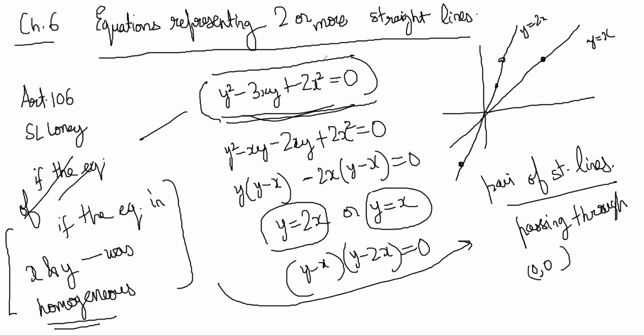In general, when you have a single straight line equation, right? You have a straight line equation like this, y is equal to mx plus c, right? In general. But this is not homogeneous. This is degree 1, degree 1, degree 0, degree 0, and this is degree 1. These two, right? So this is not homogeneous.